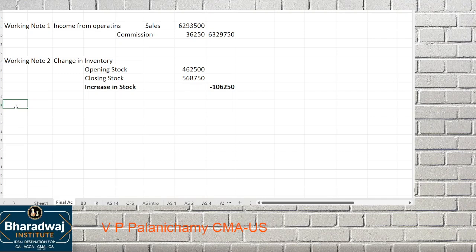Change in inventory we worked out. So what is the order in P&L account? Purchase of stock is given directly. Change in inventory we worked out. What is working note 3? Employee benefit expenses.